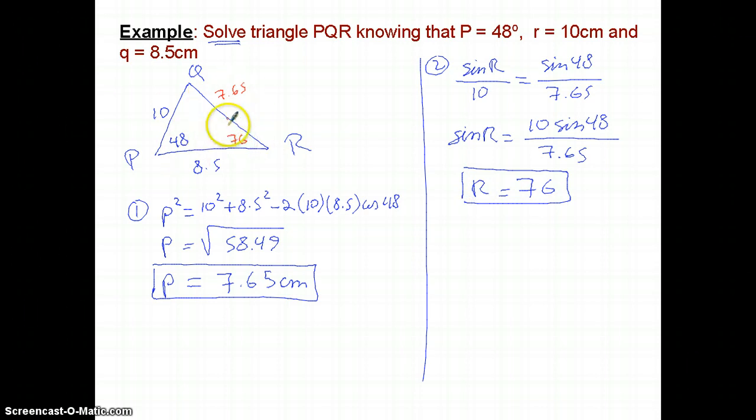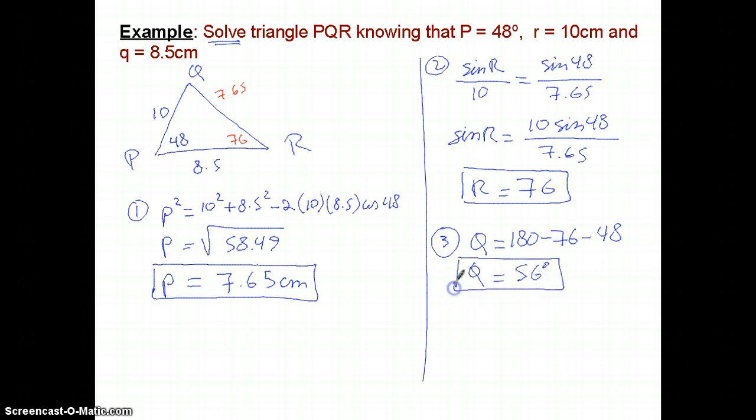I basically have all three sides. I'm missing one angle. Oh, that's going to be kind of nice because I don't need to do a lot of calculations. I know that Q is going to be equal to 180 minus 76 minus 48. And that means that Q is equal to 56. And now you see, I had to use cosine law to figure my first one, then sine law, and then a simple subtraction from 180 to get it. But what to use is going to depend on which triangle.